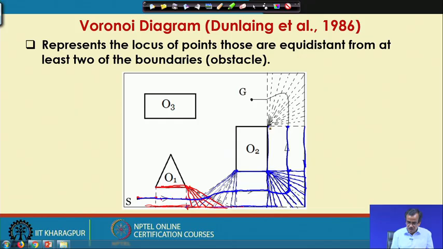Next we consider this vertex and this is the boundary of this particular field. So, we join by straight lines. These are the straight lines and we try to find out the midpoint. These are the midpoints and we join them by a smooth curve. So, up to this, this is the path.